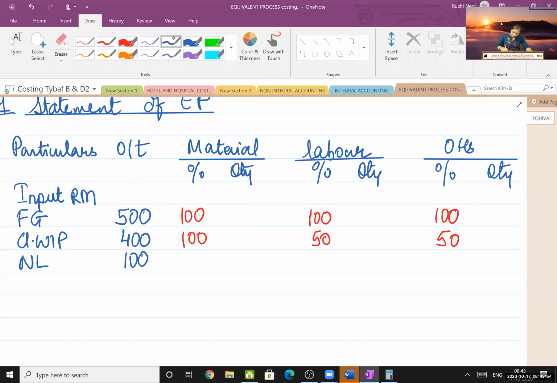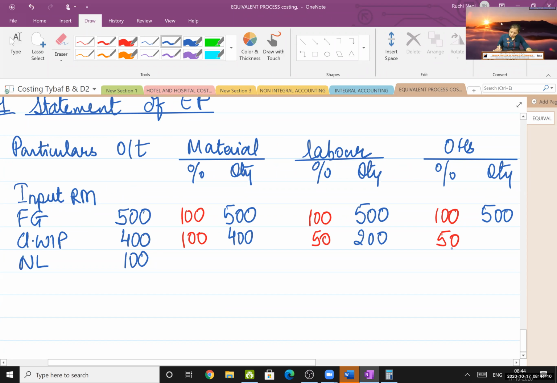So calculate. 500's 100% is how much? 500, 500, 500. 400's 100% is how much? 400. 400's 50% is how much? 200. 400's again 50% is 200. Okay, fine.